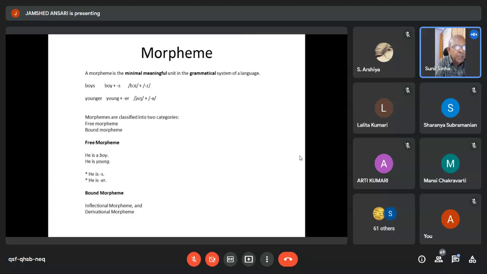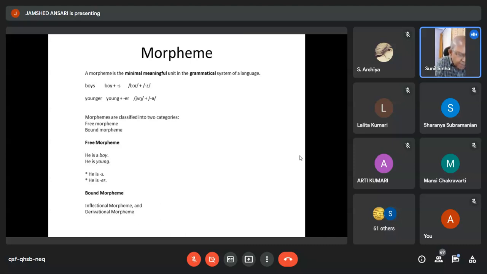That is the grammatical system. We cannot put words as we like. We have to follow certain rules. For example, I read a novel. Now, how many parts are there in this sentence? I, then read, and then a novel. I is the subject, read is the verb, and a novel is the object, right?